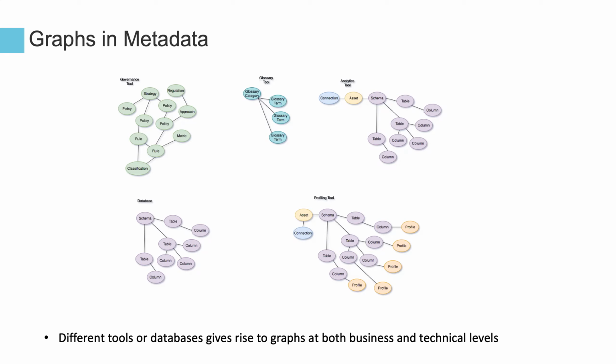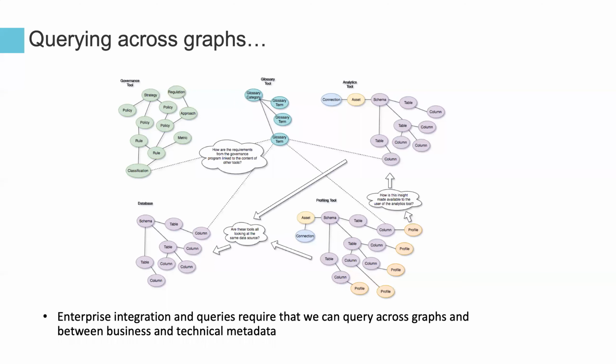A key point, which is across the bottom of this slide, is that it's very likely that you would be using different tools to perform all of these functions. And not only do we want to be able to query within each of these separate graphs, but we also want to be doing queries across the graphs to answer the kind of questions that are in the little clouds. So can we be sure that when we're doing the profiling that we're looking at the same assets, the same database that we were talking about in the bottom right-hand corner?